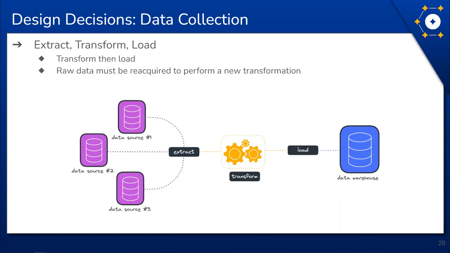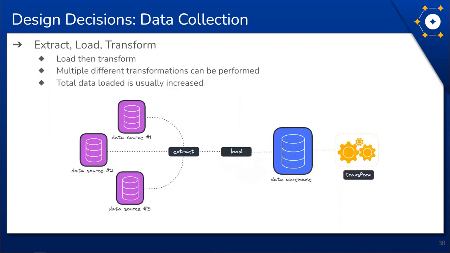An ETL pipeline will transform the data prior to loading it into the target, resulting in a longer loading process and a faster analysis after the data transfer is complete. As a result, raw data is lost and only the transformed data is stored. If you need a different transformation later, you need to reacquire the raw data.